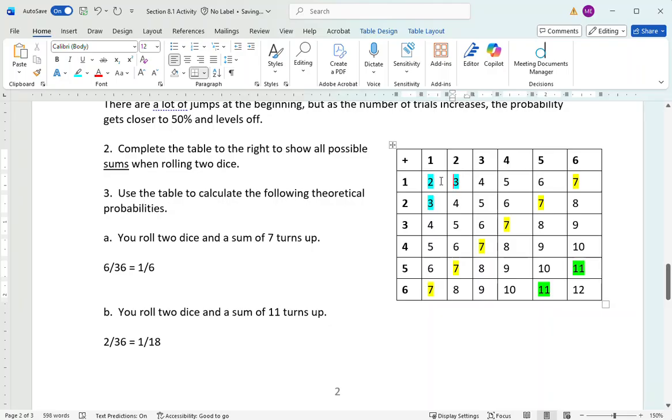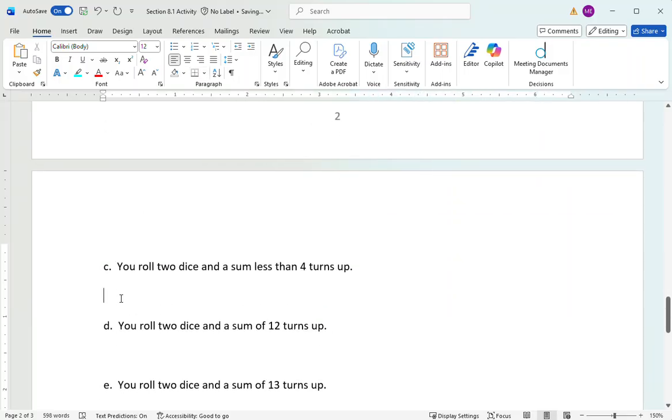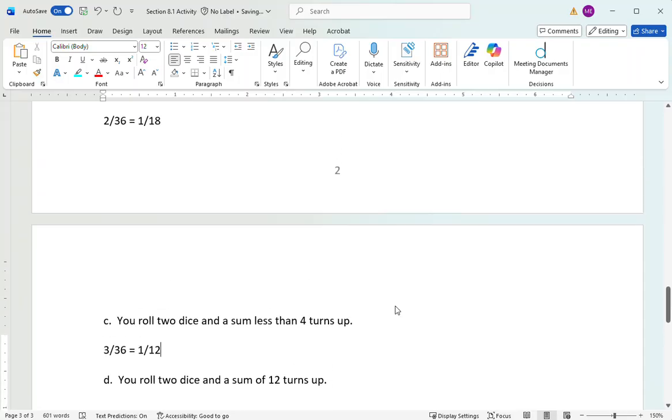So less than 4 means it can't be 4. So there are 3 numbers that are less than 4 in my table. So 3 out of 36. And if I divide both those numbers by 3, 3 divided by 3 is 1, and 36 divided by 3 is 12.